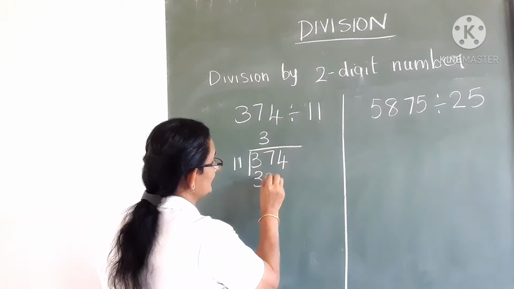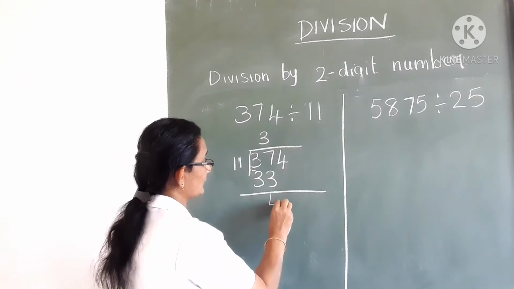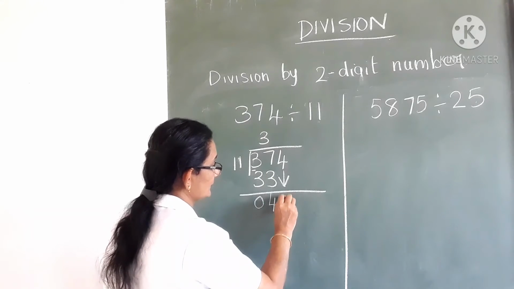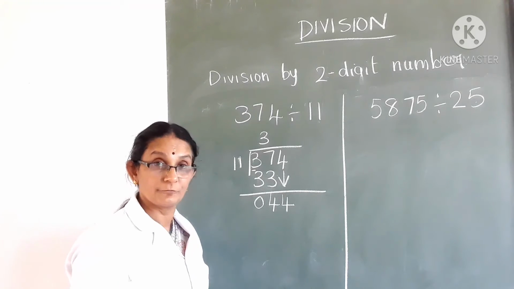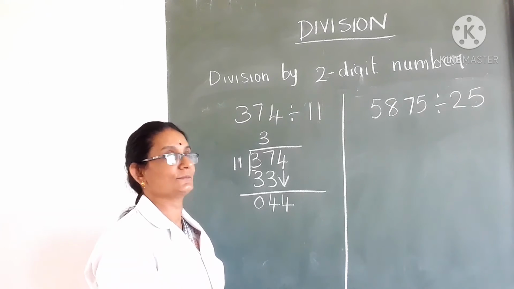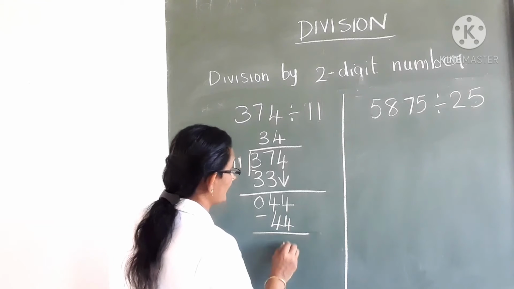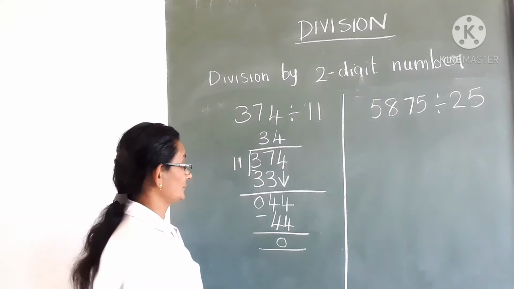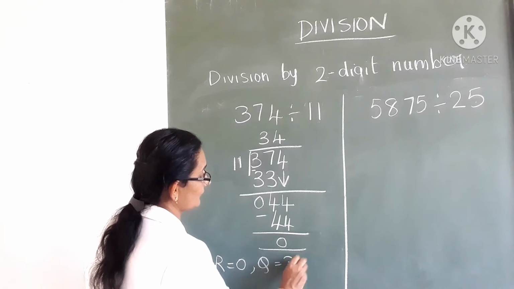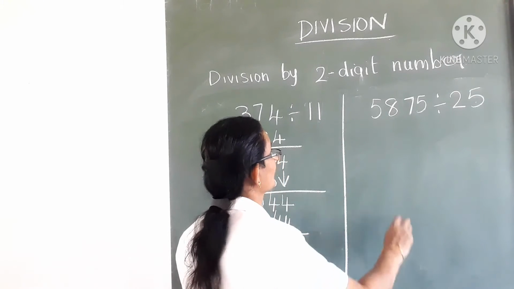So 11 3s are 33 and subtract it. You get 7 minus 3 is equal to 4. 3 minus 3 is equal to 0. Now bring down the next digit, that is 4. That is 44. Now how many times does 11 go in 44? 4 times, isn't it? So 11 4s are 44. Now subtract and you get the remainder as 0. So remainder is equal to 0 and quotient is equal to 34. Now let us see the division of the 4 digit number by 2 digit number.